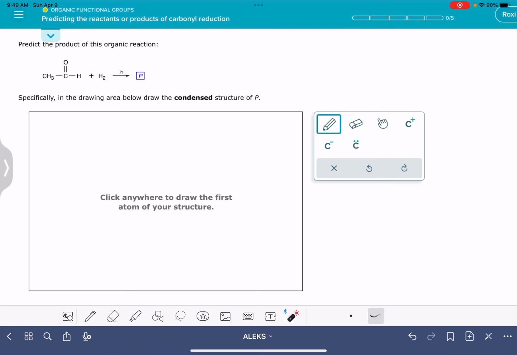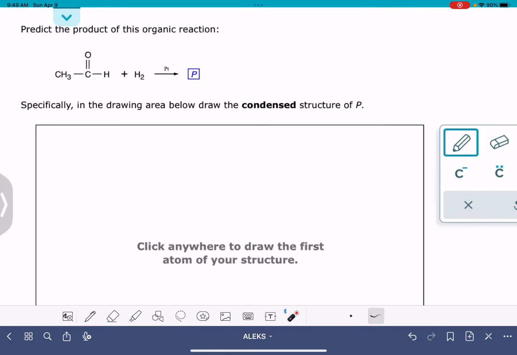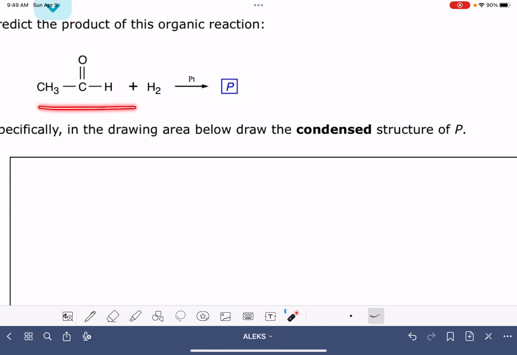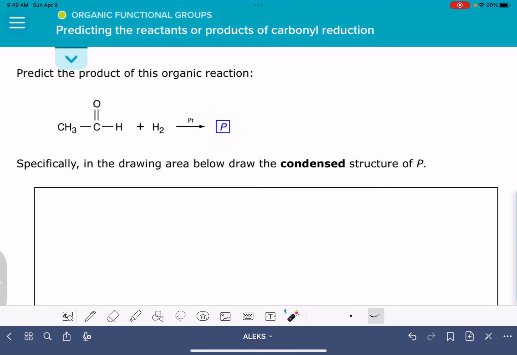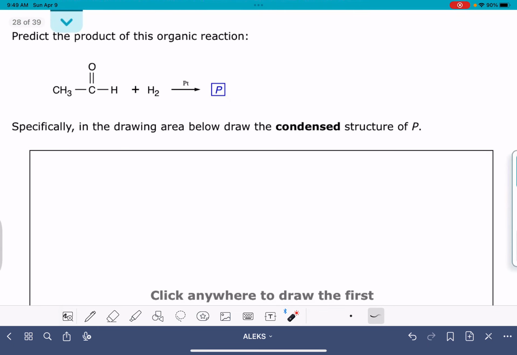In this video, I'm going to work on the ALEKS problem called predicting the reactants or products of carbonyl reduction. There's two versions of this problem. Here we're looking at one version where the problem provides us with the reactants and asks us to predict the products of that reaction. This, we can tell from the title, is a carbonyl reduction reaction.